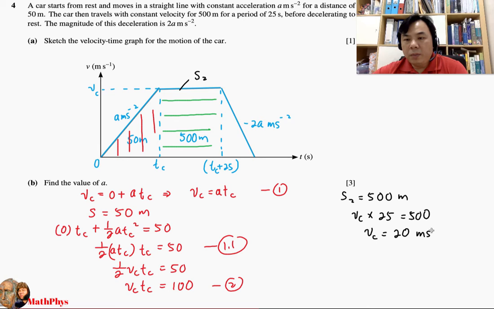So we know that now the maximum speed that it reached is 20 meter per second. Okay, knowing this speed is 20 meter per second, we should be able to obtain from equation number two. So from equation number two here, we should be able to figure out the TC. Okay, so TC will be 5 seconds. So this would actually take 5 seconds to reach here, and then this one will be 30 seconds. All right, and then VC that we have obtained is 20.